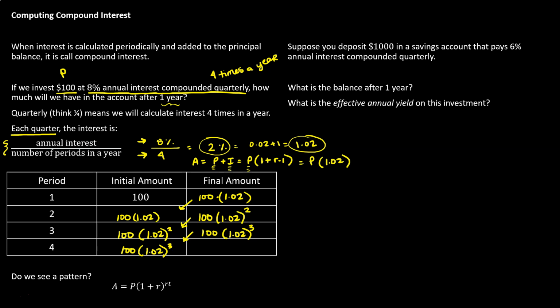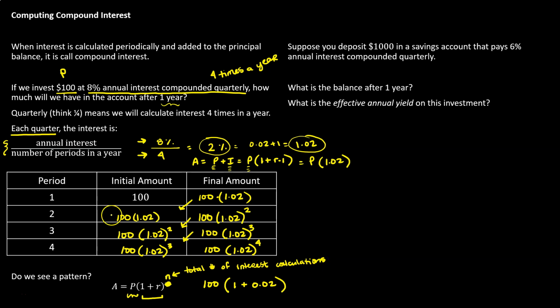And then on the fourth quarter, we compound one more time. So our final amount looks like 100 times 1.02 to the fourth power. Hopefully, we see a pattern here. Our final amount is equal to our principal times 1 plus the interest rate. Remember, our principal was $100. 1 plus our interest rate. And then the exponent here is rate times time. And actually, let's copy the format of the book, and instead of calling that rate times time, we're going to call it N, where N represents the total number of interest calculations.